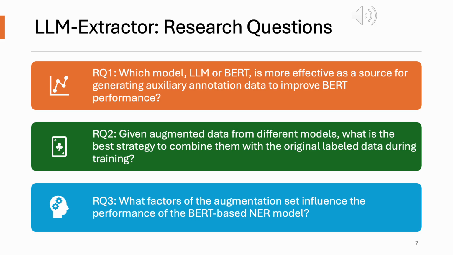In our paper, we focus on solving three research questions. Research question 1: which model, LLM or BERT, is more effective as a source of generating auxiliary annotation data to improve BERT performance? Research question 2: given augmented data from different models, what is the best strategy to combine them with the original labeled data during training? And research question 3: what factors of the augmentation set influence the performance of the BERT-based NER model?